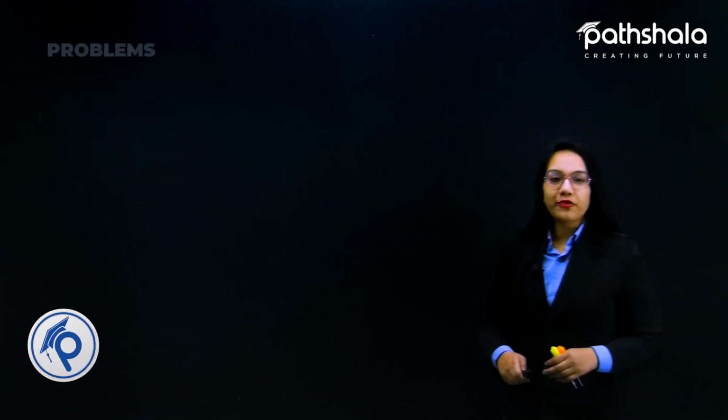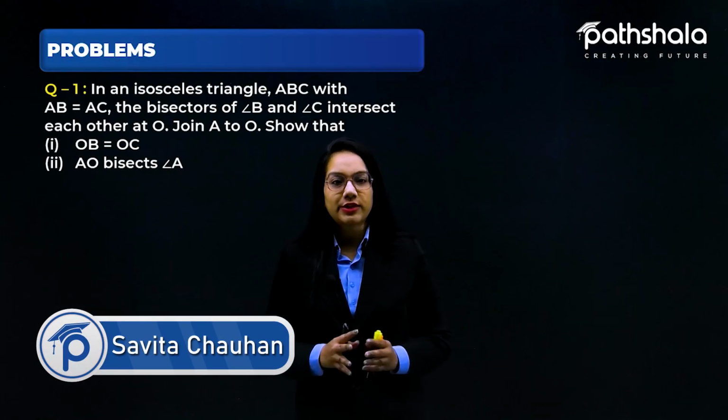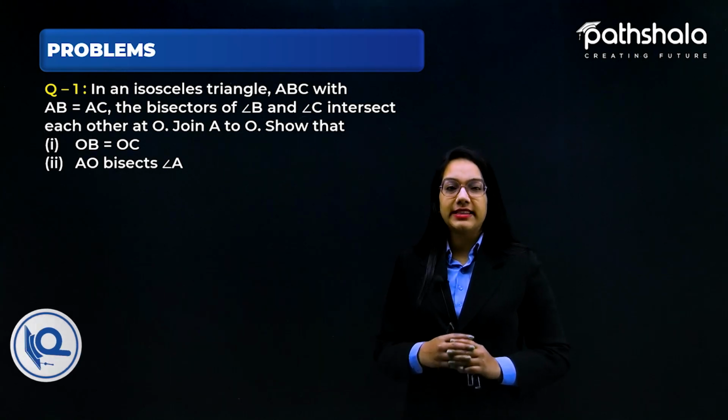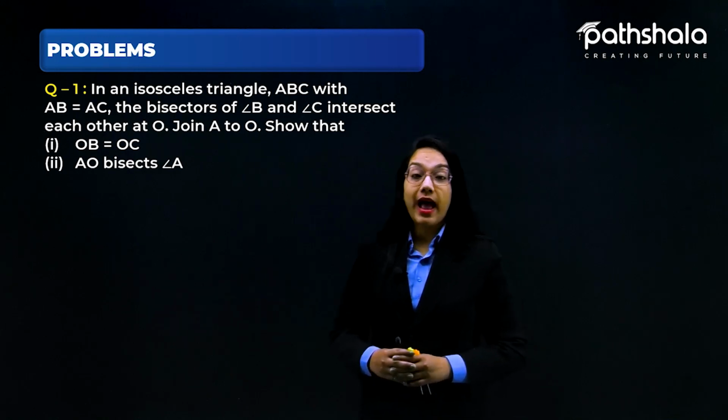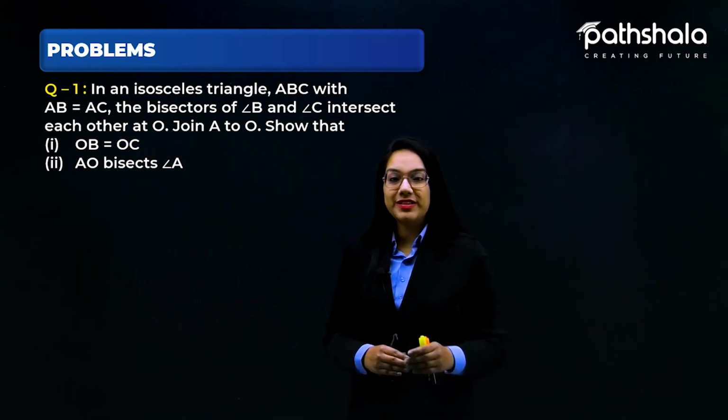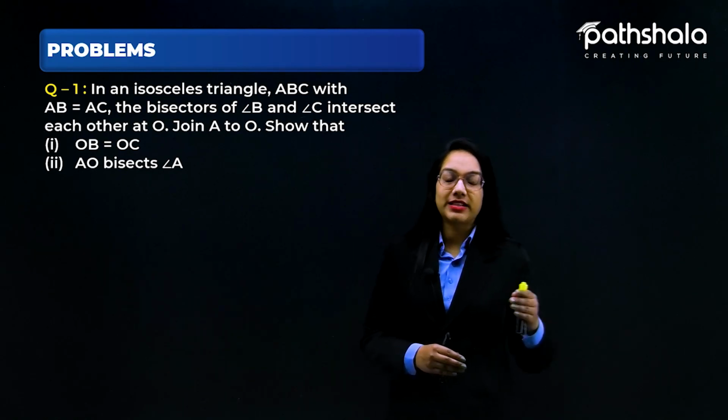Now let's move on further towards the problems, and the very first problem is: in an isosceles triangle ABC with AB equal to AC, the bisectors of angle B and angle C intersect each other at O. Join A to O and show that OB is equal to OC and AO bisects angle A.